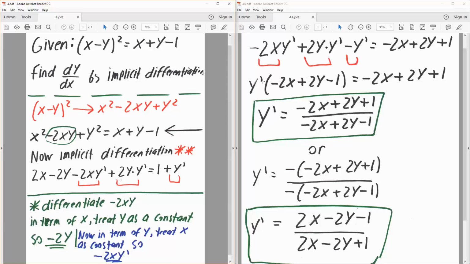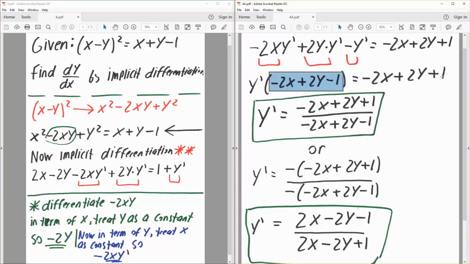And now we can take out the y prime. So we would get y prime times (-2x + 2y - 1) is equal to -2x + 2y + 1. And now we simply divide this here and here. And so this would be our final answer. y prime is dy/dx. So dy/dx is equal to (-2x + 2y + 1) divided by (-2x + 2y - 1).